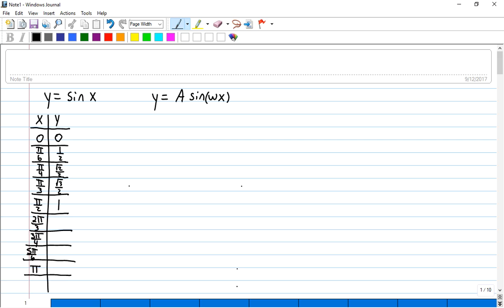Remember, sine is also positive in the second quadrant. So the sine of 2 pi over 3, that's going to be what? Square root of 3 over 2. The sine of 3 pi over 4, square root of 2 over 2. And the sine of 5 pi over 6 is 1/2. And then lastly, the sine of pi is 0. Now, notice that all of my y values are positive.